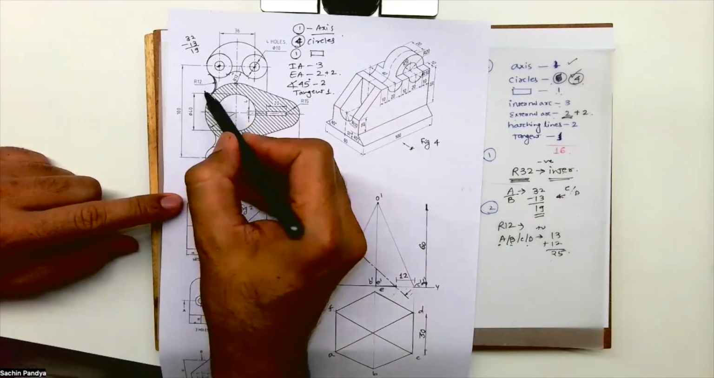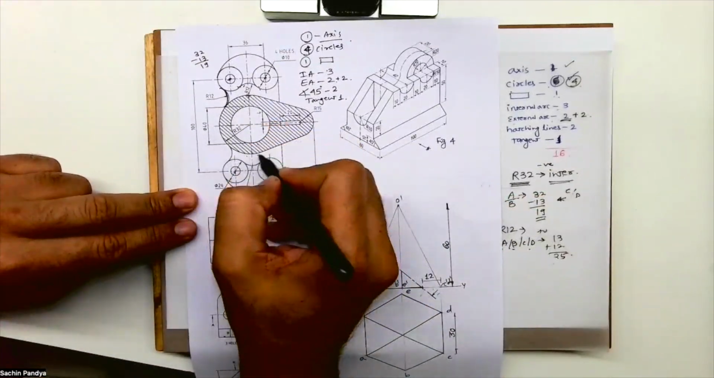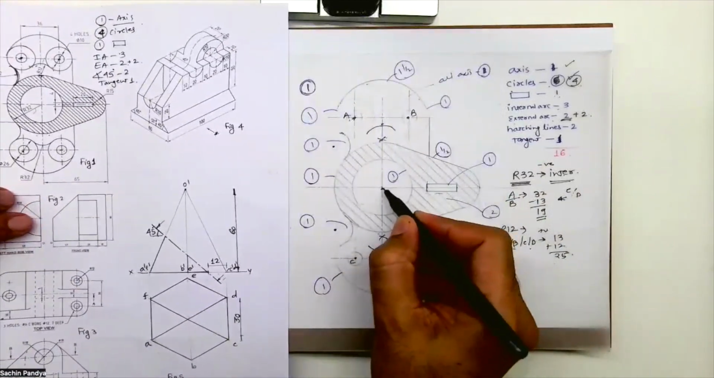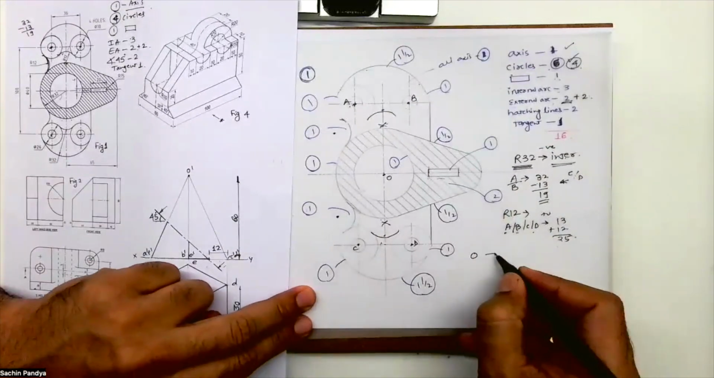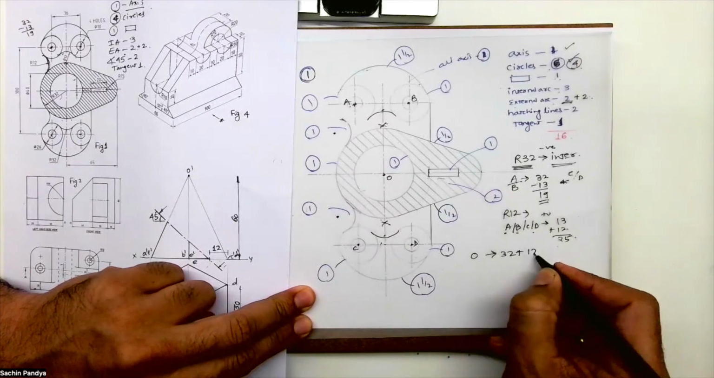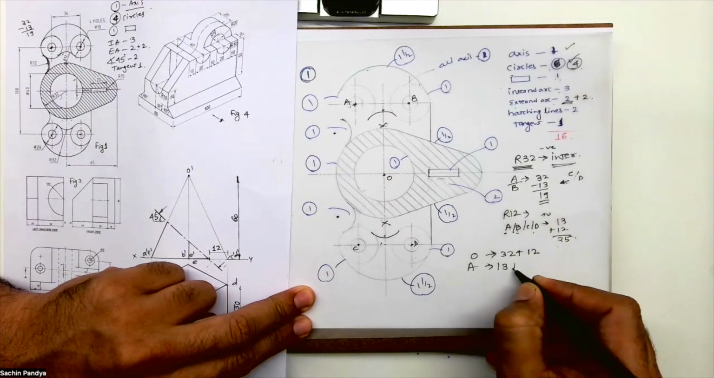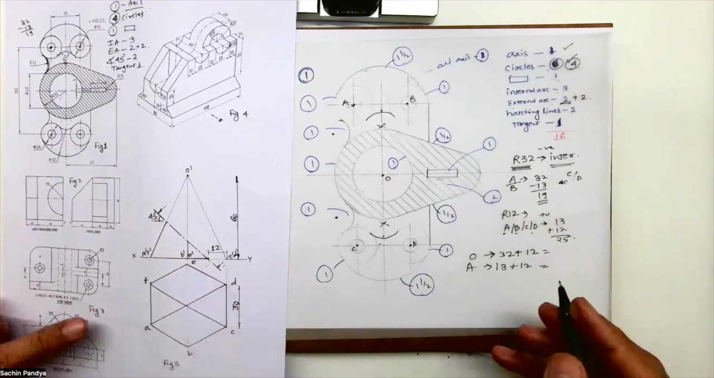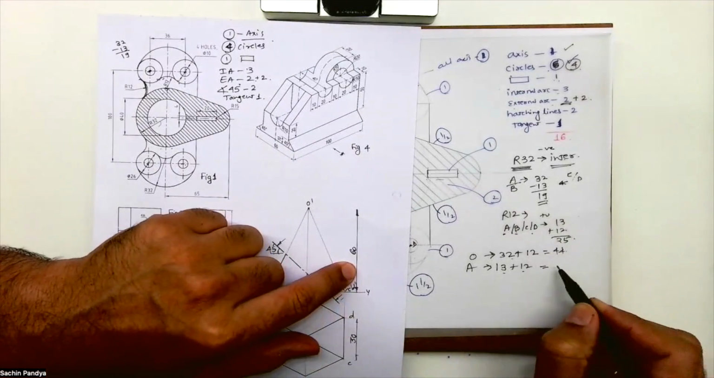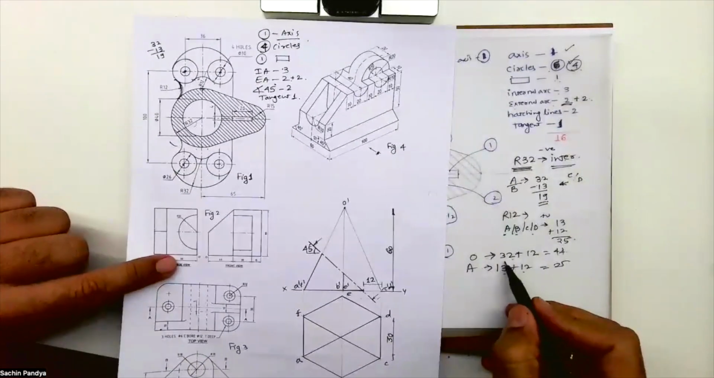Now to draw this external arc, if you see this external arc, it is touching this bigger circle, which is radius 32. So what I will do, from O, I will cut 32. From here, I will cut 32 plus 12. And from A, I will cut 13 plus 12. So this will be how much? 44. And this is 25. So from O, I will cut 44, right?